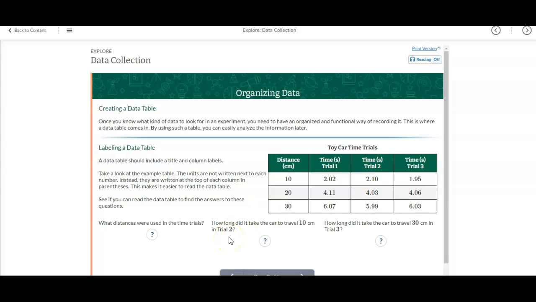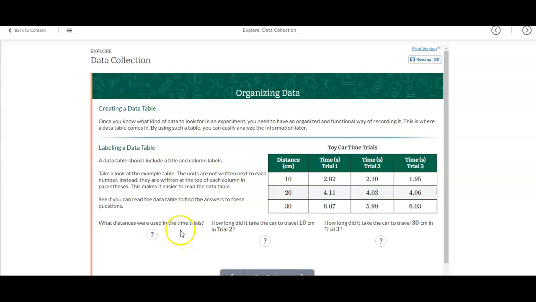So take a look at this example. The units are not written next to each number. Instead, they're written at the top of each column, and that makes it easier to read the data table. So we know everything in this category here in this column is in centimeters, and this is time. We know this is in seconds.